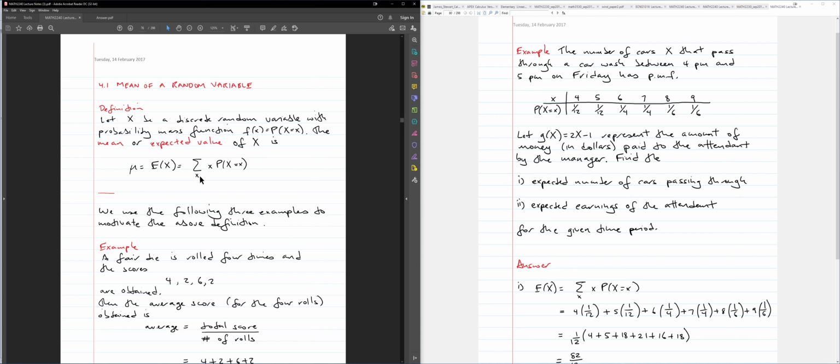Now what you're doing is you sum over all possible values of the random variable. For this example, the possible values for the random variable would be 4, 5, 6, 7, 8, and 9. So you sum over all possible values of your random variable and multiply the value by the associated probability. Let's look at this example. This example has two parts. We will get to part two in a little while, but let's focus on the first part.